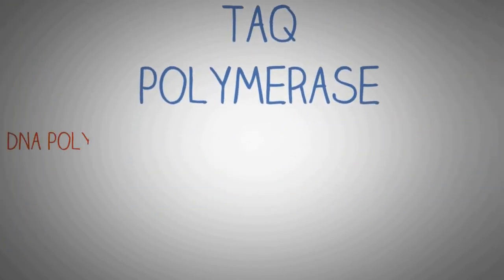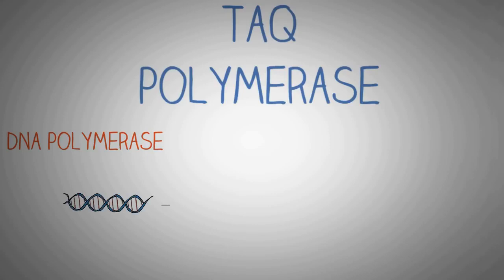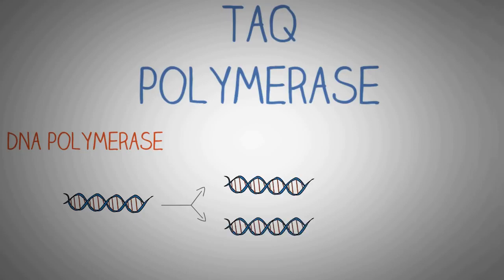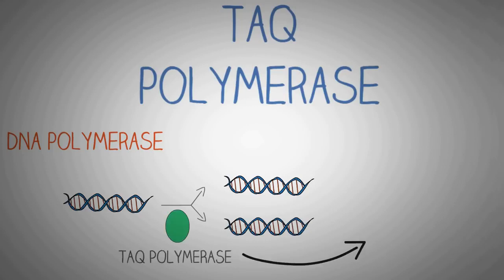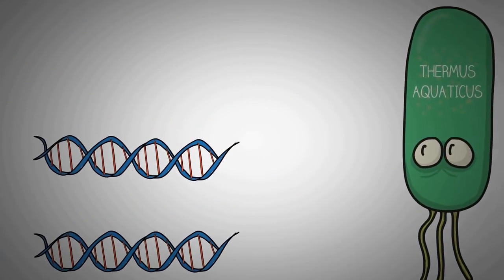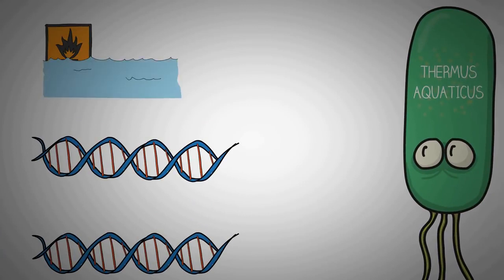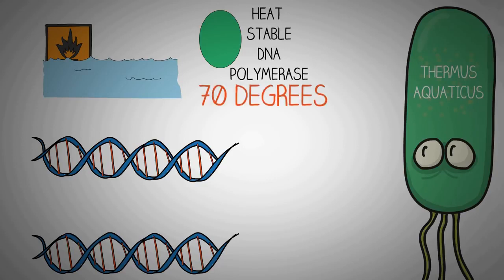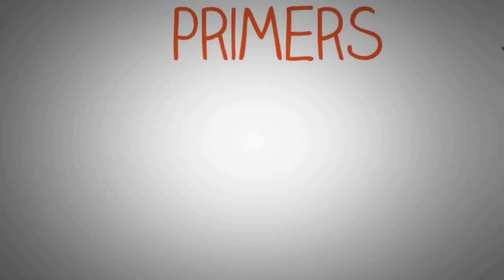Taq polymerase is a type of DNA polymerase, and like DNA replication in any organism, PCR requires a DNA polymerase enzyme that makes new strands of DNA using existing strands as templates. The DNA polymerase typically used in PCR is called Taq polymerase after the heat-tolerant bacteria from which it was isolated, named Thermus aquaticus. This bacteria lives in hot springs, and its DNA polymerase is very heat stable, and it is most active around 70 degrees. This heat stability is ideal as high temperatures are needed for this reaction.